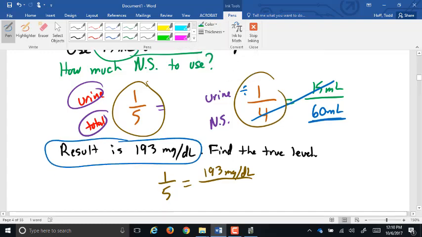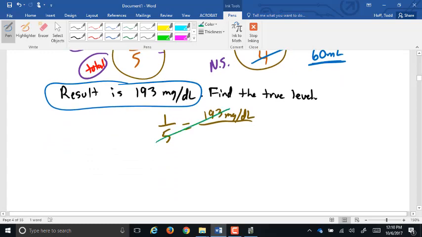So we're going to cross multiply and divide here. 5 times 193 divided by 1 is going to give us what? 965. Good. And that's milligrams per deciliter.